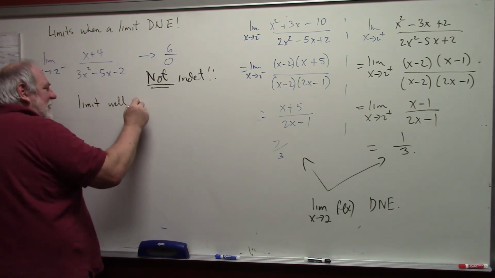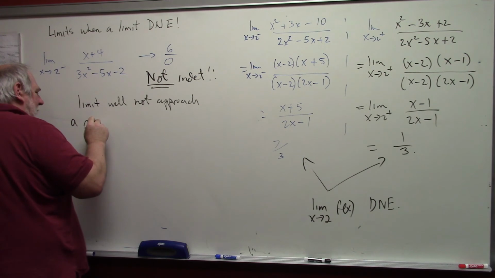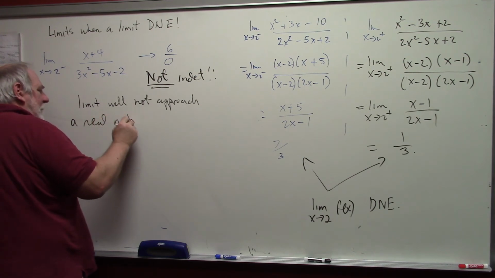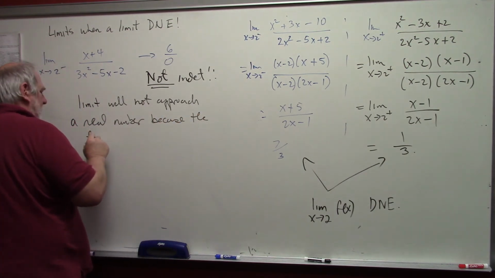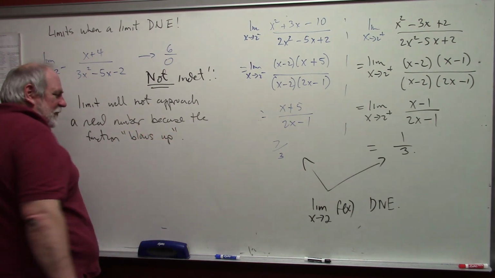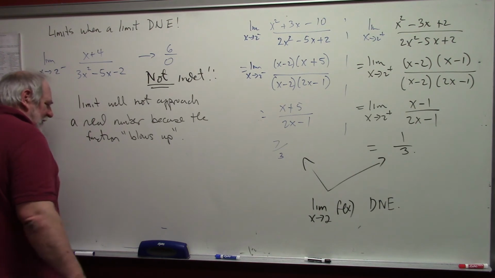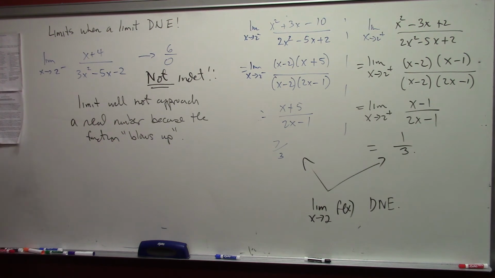The limit will not approach a real number because the function blows up. It either approaches positive infinity or negative infinity. And so because it still is in some respect approaching something, even though it's not a real number, we're going to extend our concept of limits and use that to say that we are approaching an infinity.